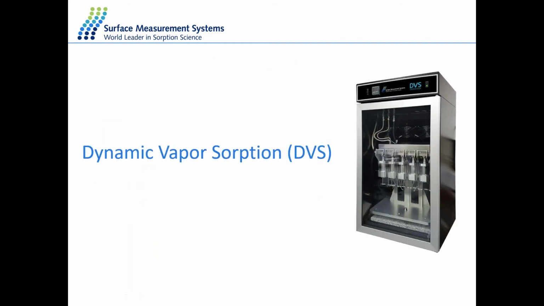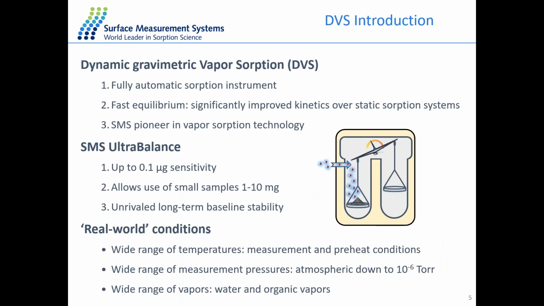First, let's talk about dynamic vapour sorption, which is basically a gravimetric method to measure the change of mass of the sample at different concentrations of moisture or organic vapor. The system is based on a really sensitive balance with a resolution of 0.1 microgram. So we just need a very small amount of sample for the analysis, typically around 10 to 20 milligrams, depending on the uptake of different samples.